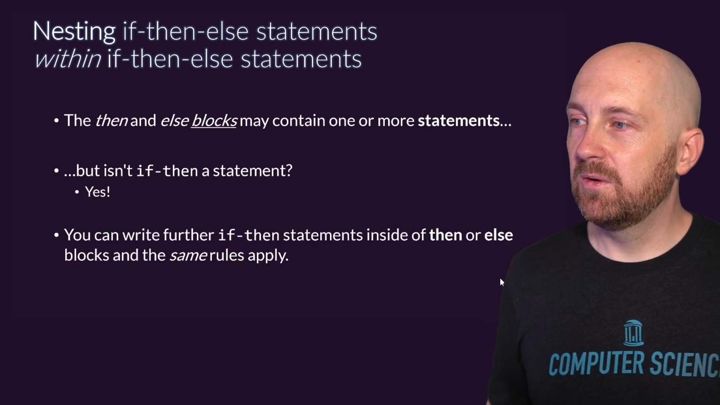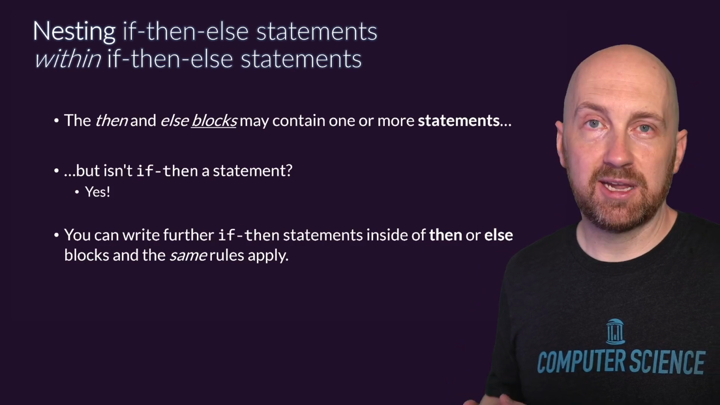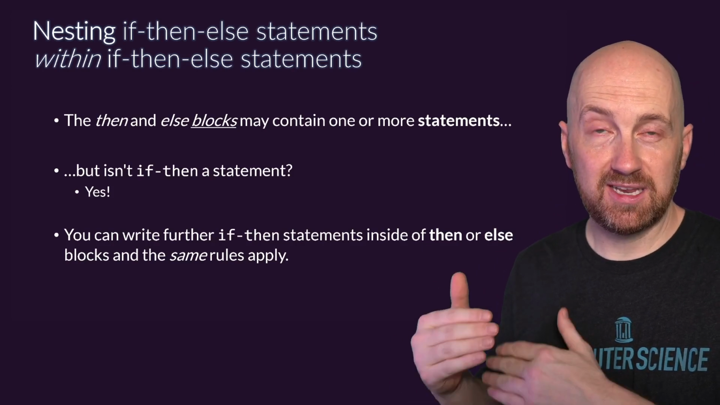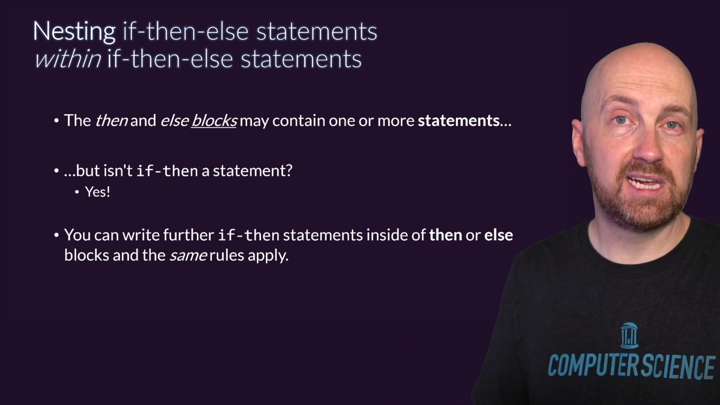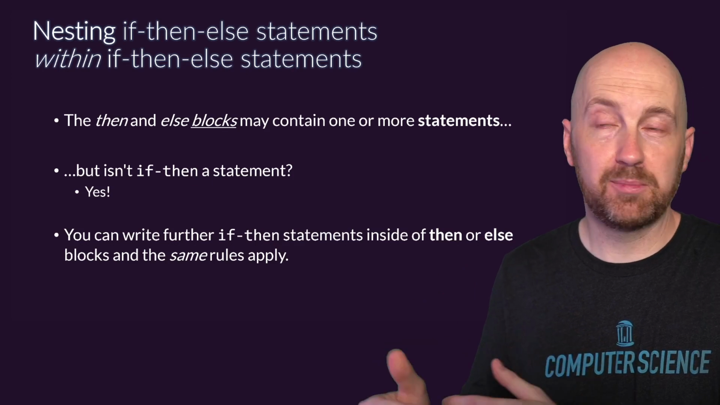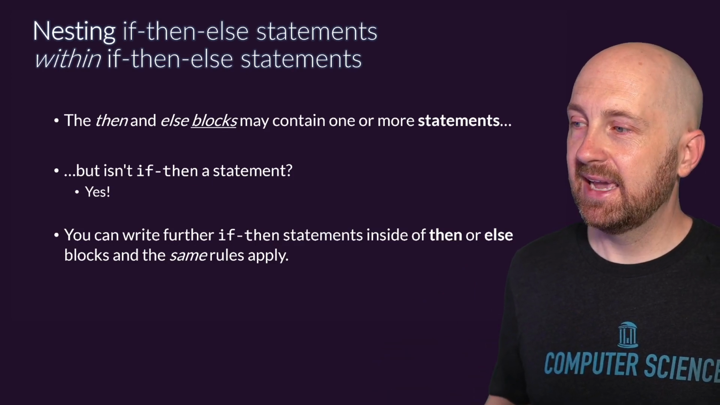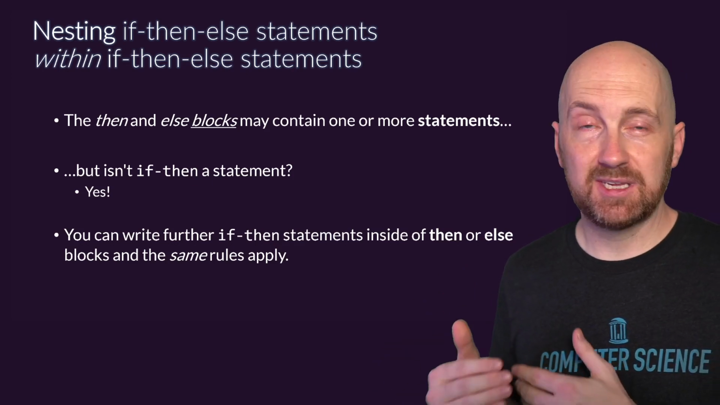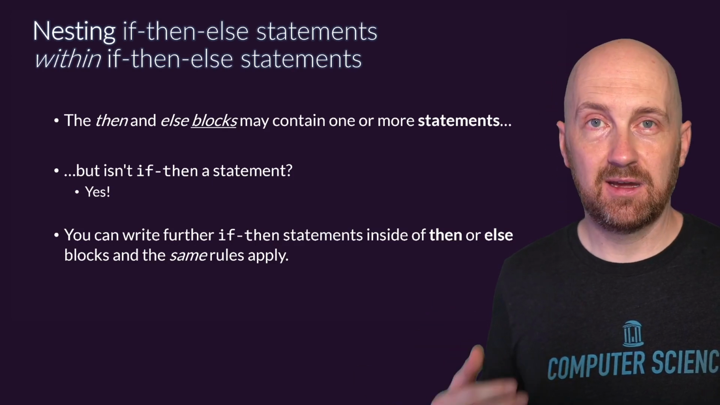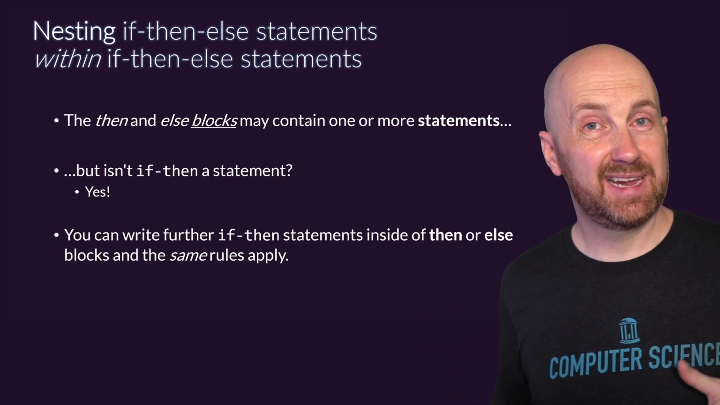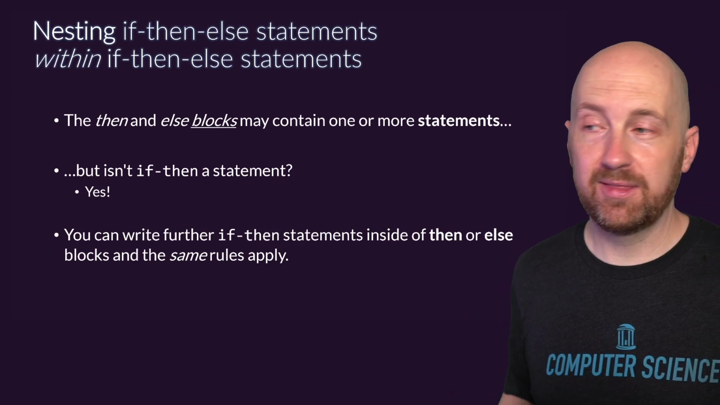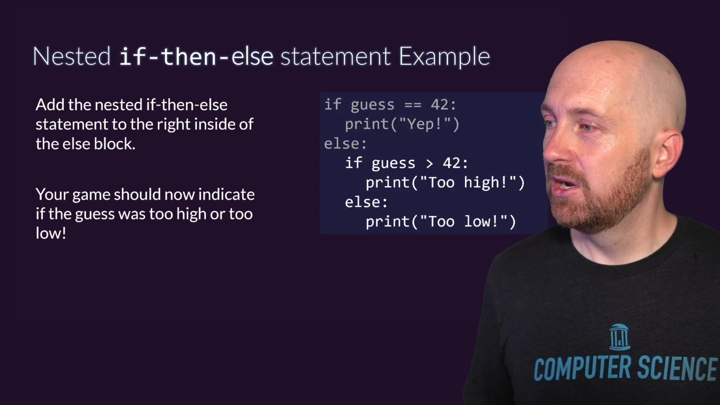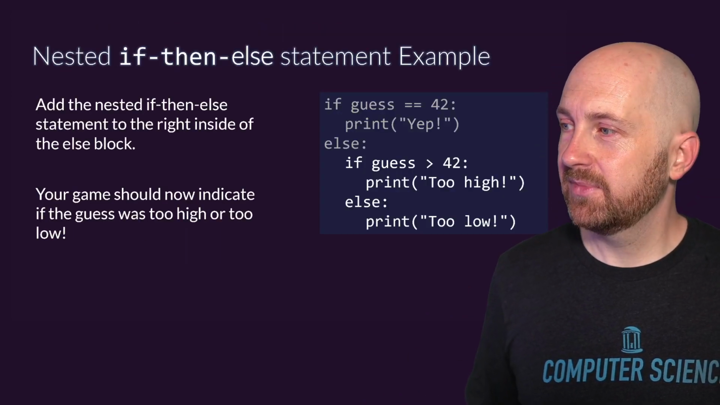And what we're going to do is take a look at this idea that we can have blocks that have more than one statement in them, which we've already seen with our then block in our example. And then we're going to write an if then else in our else block that says, let's tell the user whether they guessed too high or too low, depending on their input guess. All right. So let's try extending our program.